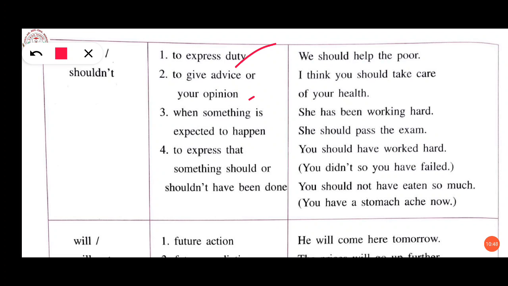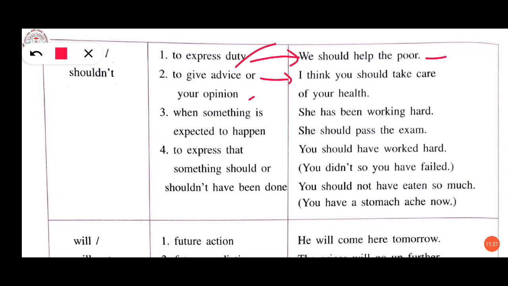First is to express duty. To express duty, to express your kindness, one sentence is given here: we should help the poor. Then second, to give advice or your opinion. When you want to give advice to someone, to give your opinion, one example is: I think you should take care of your health.